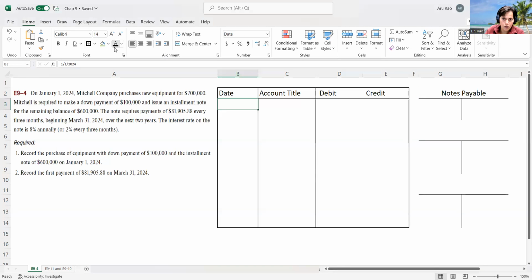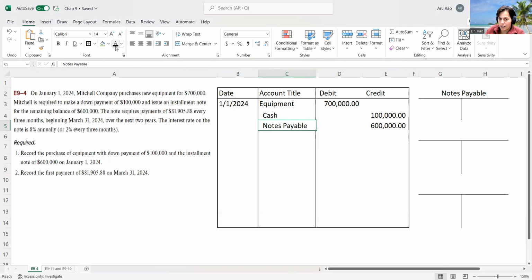So on January 1st, 2024, I acquired an equipment. That part is easy, equipment debit. I know the amount, that's $700,000. I paid cash, so cash is credit, and that's $100,000. The remaining $600,000, I'm going to make 4 payments each year for 2 years, so a total of 8 payments. And that's my notes payable. This is the installment notes payable. So now let me have the notes payable account.